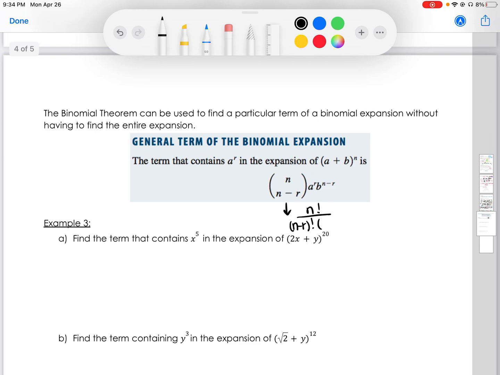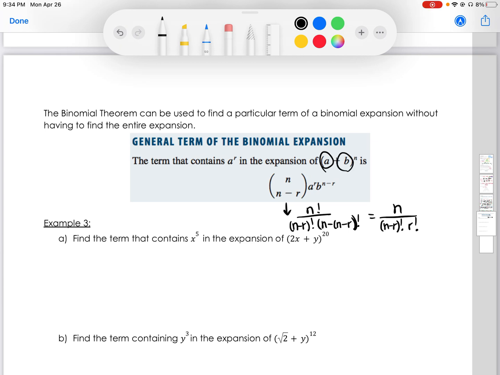times, well, n minus r factorial, which is kind of silly here because that's going to work out to the same thing as before. It just looks a little backwards, but it's the same thing. And then we get a to the r and b to the n minus r, where a and b are just the first and the second terms here.